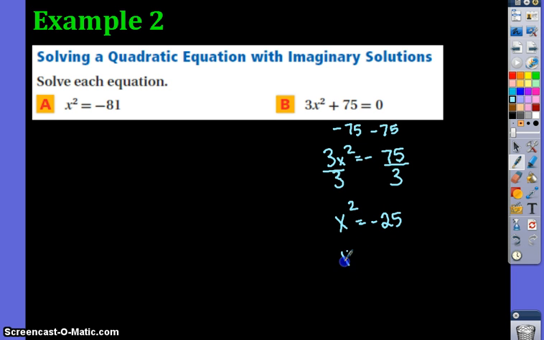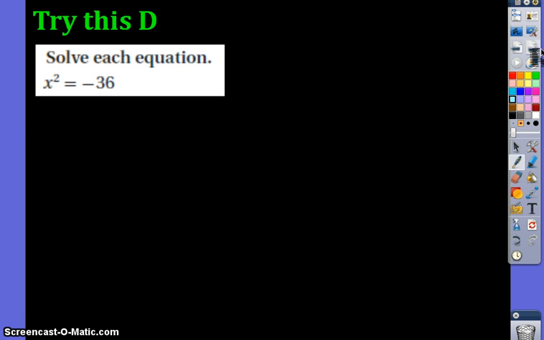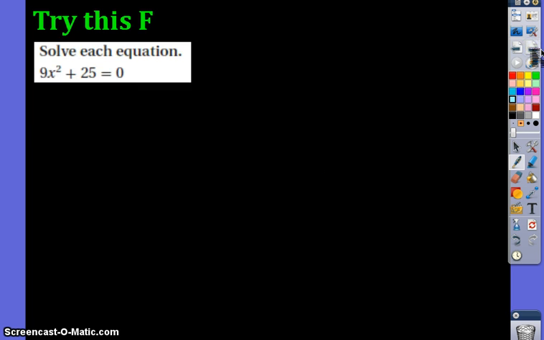Take the square root of both sides. x is equal to the square root of negative 25, which is going to be plus or minus, and I'll just write this out here, the square root of negative 1 times 25. The square root of negative 1 is i. The square root of 25 is 5, so it's going to be plus or minus 5i. You could do the check for that as well. All right, and then lastly, why don't you try this example, and this one, and this one.